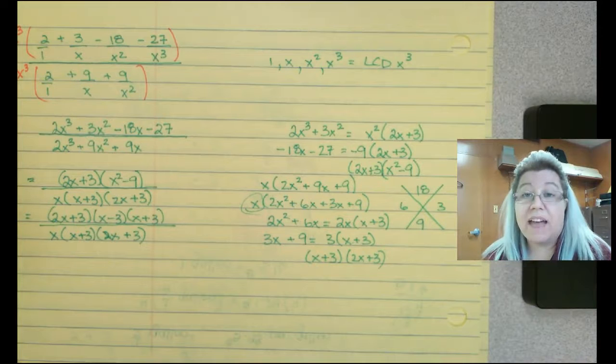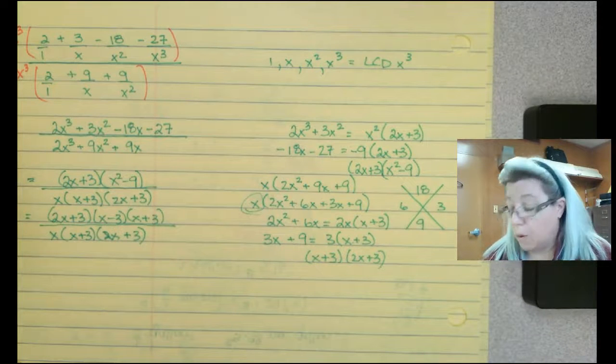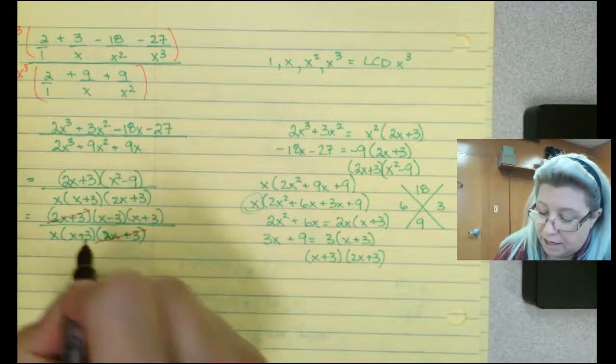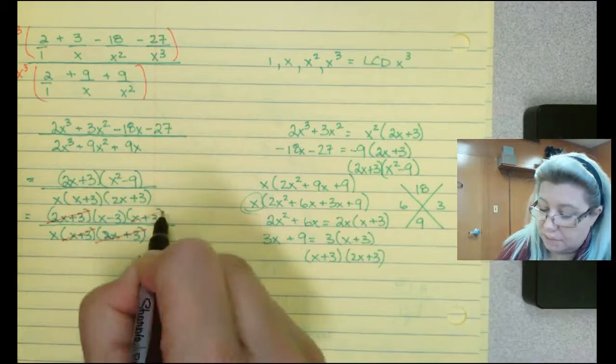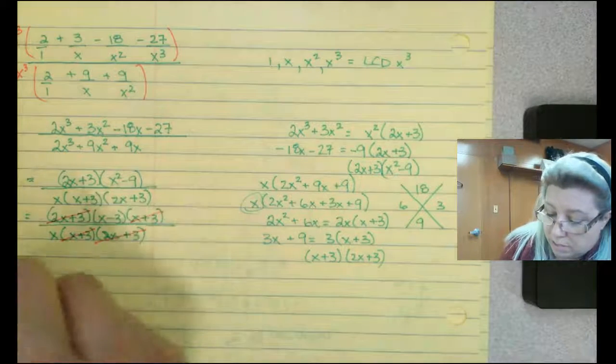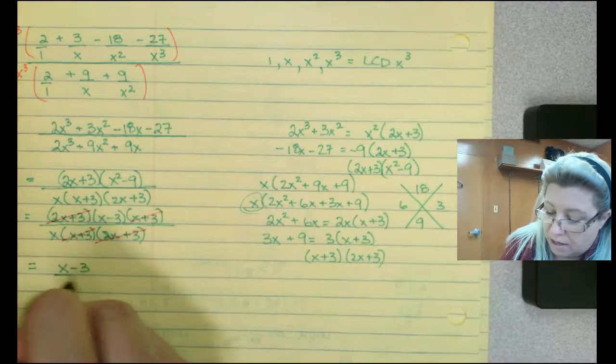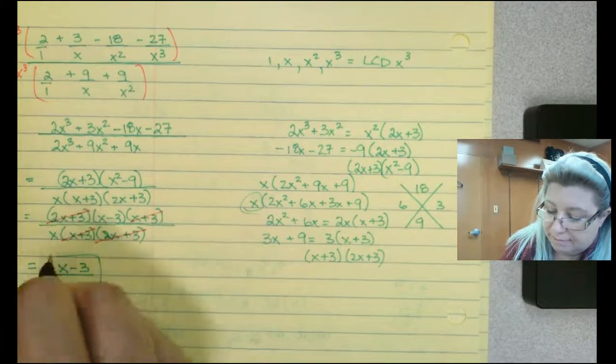Now everything is factored. I just need to see what they both have in common, both the numerator and the denominator. It looks like they both have a 2x plus 3, and they both have an x plus 3. So my final answer looks like x minus 3 all over x.